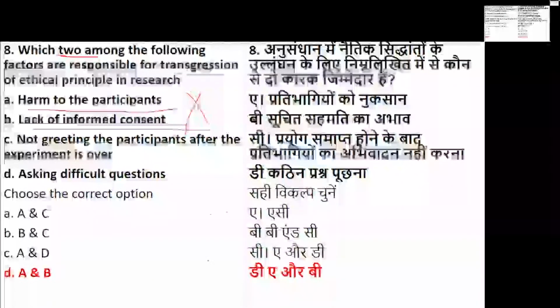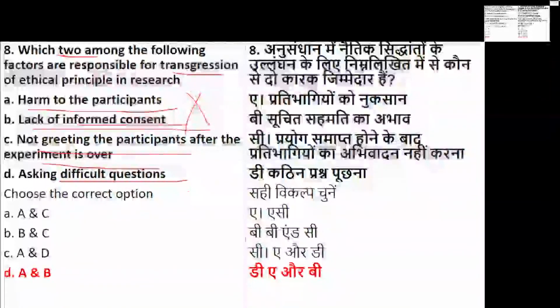So options A and B, not greeting the participants after the experiment is over, cannot be a law. Asking difficult questions also cannot be a law. So ideally, harming the participants and lack of informed consent will be considered as a part or a factor of law. Is it clear?